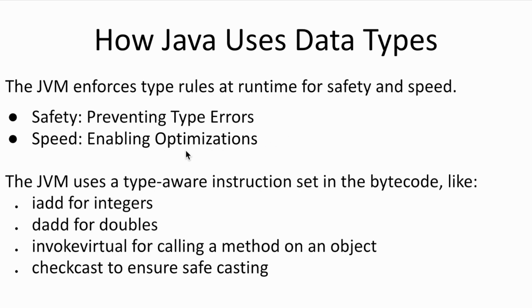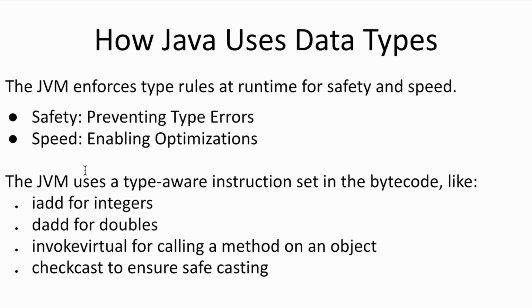Speed, enabling optimizations. Knowing types at runtime also allows the JVM to inline methods when it knows exactly what type will be used, use monomorphic or polymorphic call sites to speed up method dispatch, and avoid unnecessary type checks where types are stable. These optimizations are part of the JVM's just-in-time compiler, which uses type information to make your code faster as it runs.